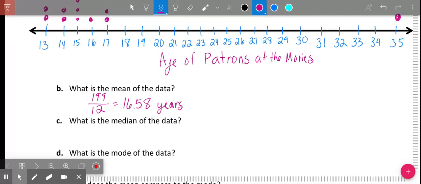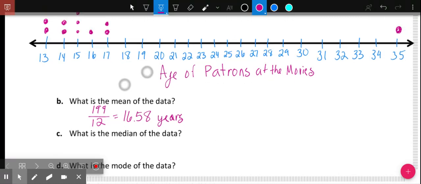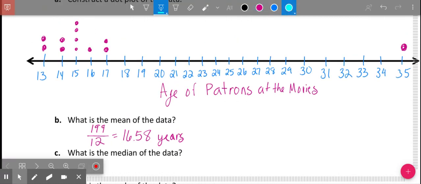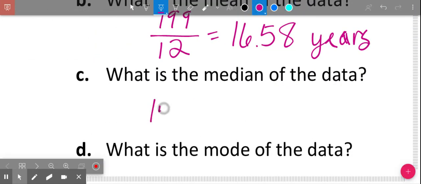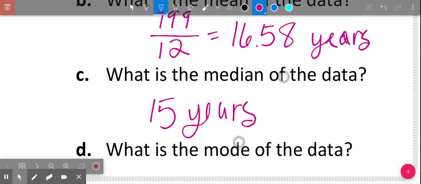Now we also need to find the median of the data. Remember, the median is the one in the middle. So we're going to cross off our data points till we find the one in the middle. There's 2 on each side, then 1, 2, 3, 4, 5, 6, and right in the middle is 15. So our median is going to be 15 years, because that's the one in the middle.